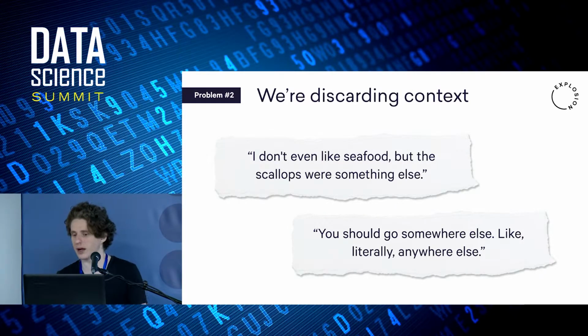The second problem, after the embed step, is that we're discarding context. You can imagine these two reviews. "I don't even like seafood, but the scallops..." is a very positive sentence, and then "you should go somewhere else, literally anywhere else." Now, the key here is that if you think about which word triggers the negative sentiment in the second one, and which word triggers the positive sentiment in the first one, you really can't identify anything.